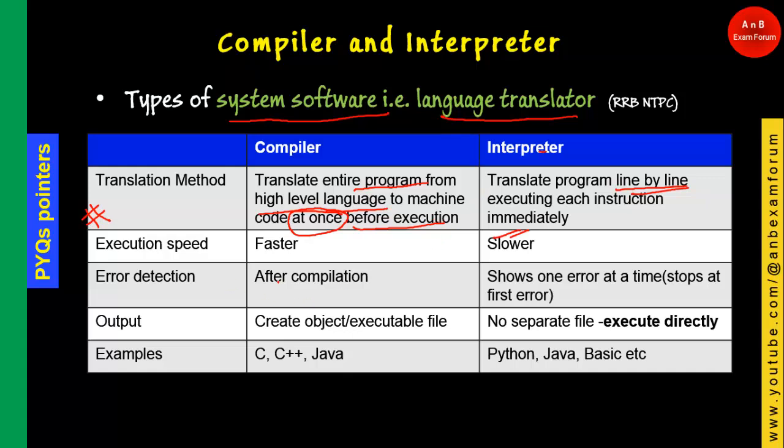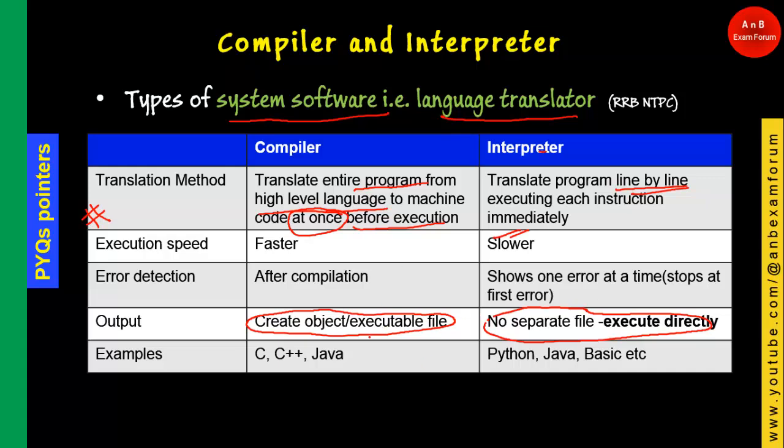And error detection is basically done after compilation, whereas the interpreter will throw an error the first time it gets an error. And in the compiler case, an executable file or object file will be created with which the program can be executed, but in the case of an interpreter, no separate file or executable is made. It is executed directly, just after each line.